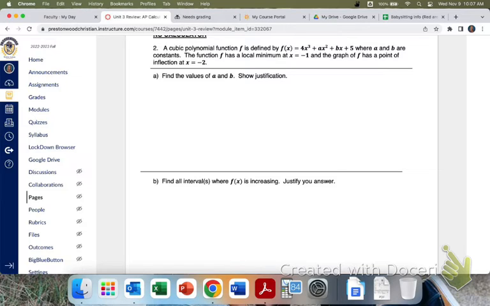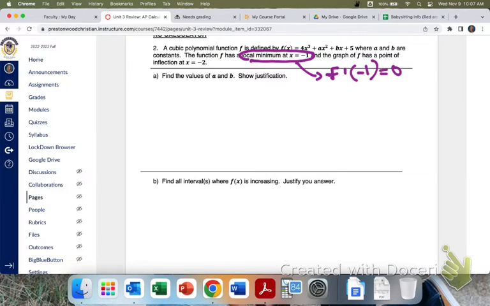On this one, we have our f of x defined as 4x cubed plus a x squared plus b x plus 5. Then it tells us f has a local minimum at -1. What does that tell me? It's a critical number. What that means in terms of derivatives is that my first derivative at that point equals 0. Local minimum means my first derivative equals 0, and I will often make myself notes like that: f prime of -1 is equal to 0.